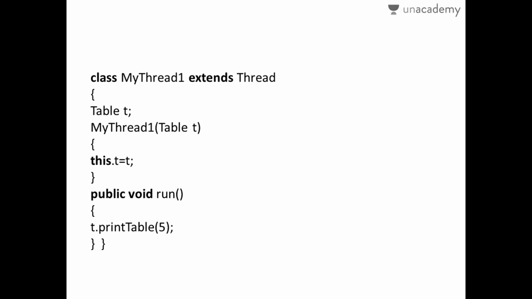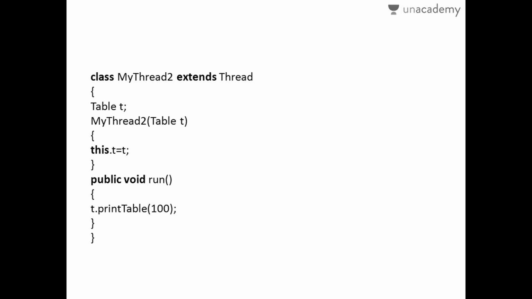Next we have another class extending Thread, MyThread1, where we have Table t, this.t = t. This means the present condition of the thread gets you the output of it. Then public void run, t.printTable(5). So here the 5 table gets printed and we get the final output. Then next we have MyThread2 extending Thread, where we have t.printTable(100). In the same way we get 100, 200, 300, 400 till 500.